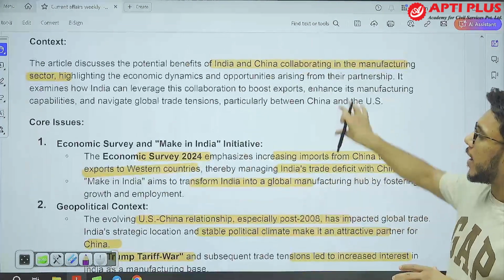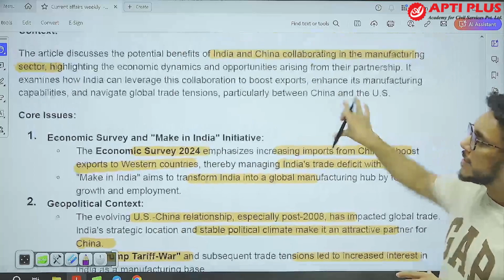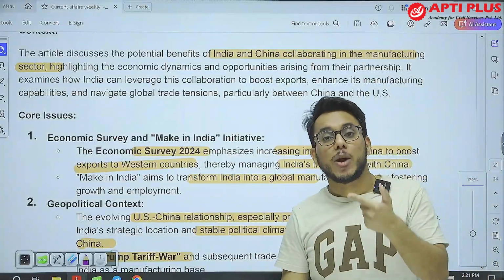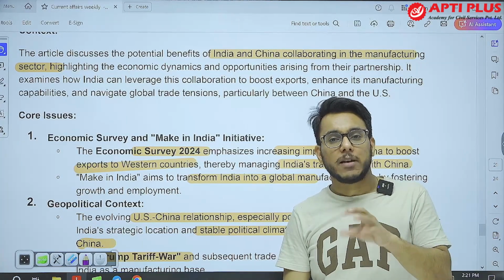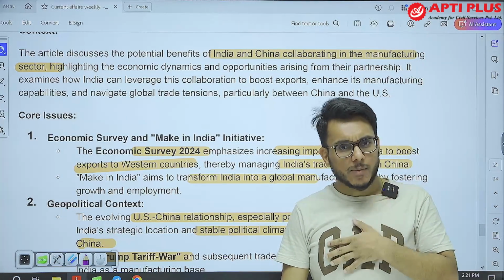Now, what does this particular article say? The article says that if India and China can collaborate on trade, it will be a win-win situation for both. Let's understand this particular thing.